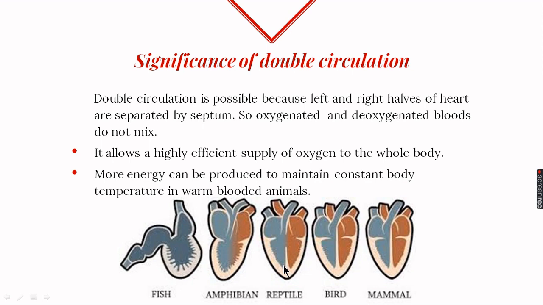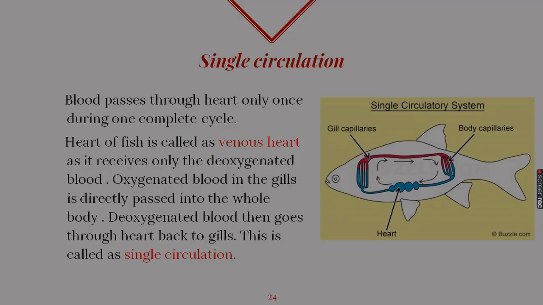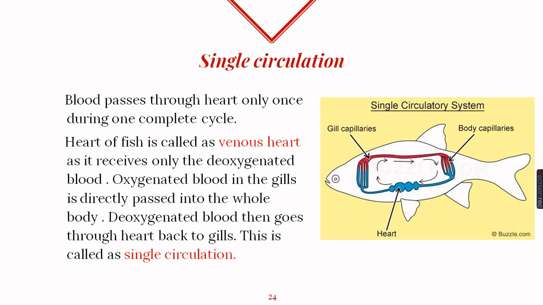In amphibians, reptiles, birds and mammals, double circulation occurs. That means that in one complete cycle, blood passes through the heart 2 times. But in fish, single circulation occurs. That means that in one complete cycle, blood enters the heart only once. So let's understand with the help of this figure.